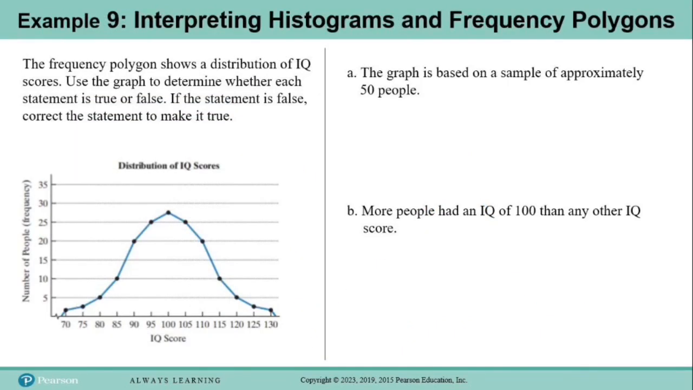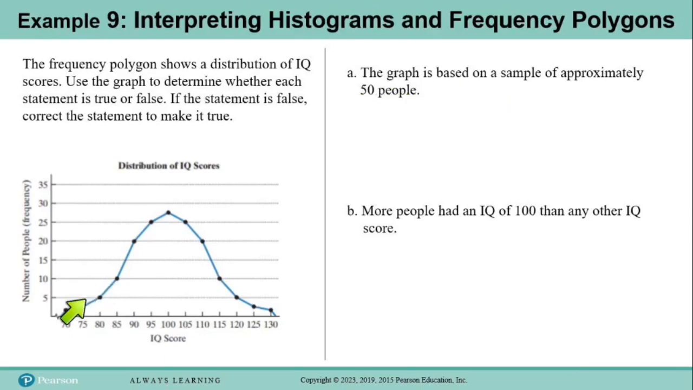All right, now we're going to actually look at a frequency polygon and answer some questions about it. So this is example 9, and it says the frequency polygon shows a distribution of IQ scores. Use the graph to determine whether each statement is true or false. If the statement is false, correct the statement to make it true. And then part A, the graph is based on a sample of approximately 50 people.